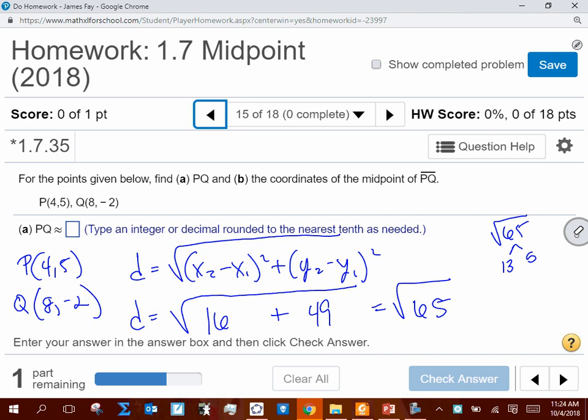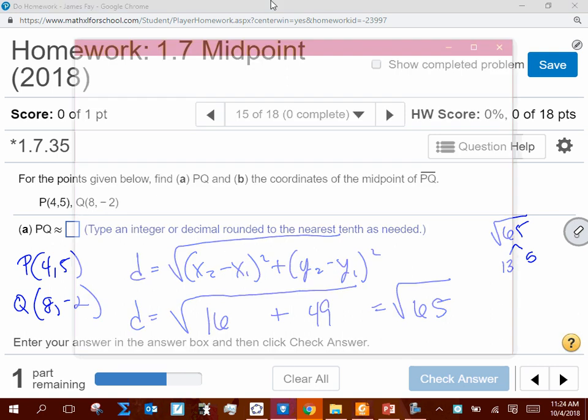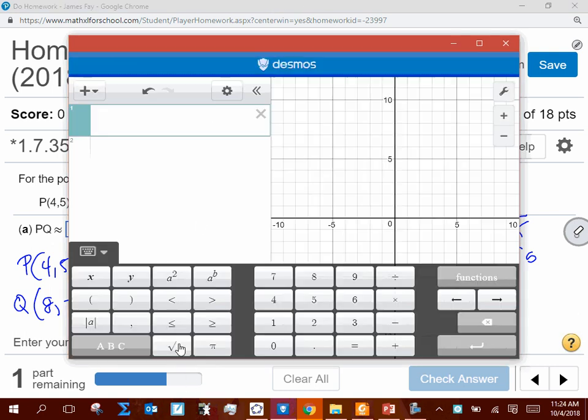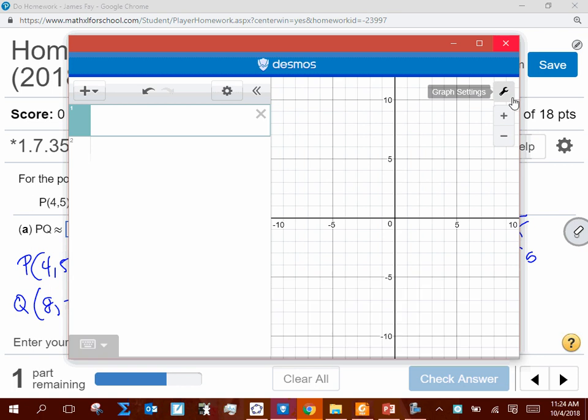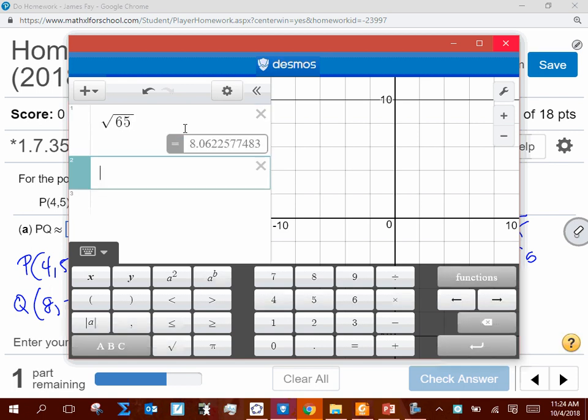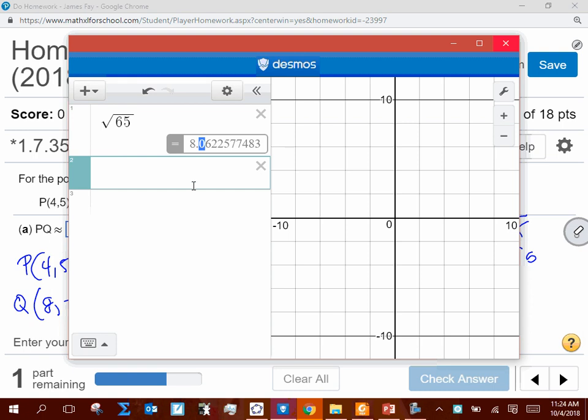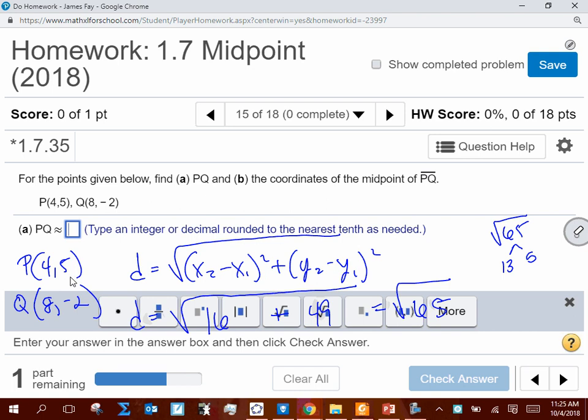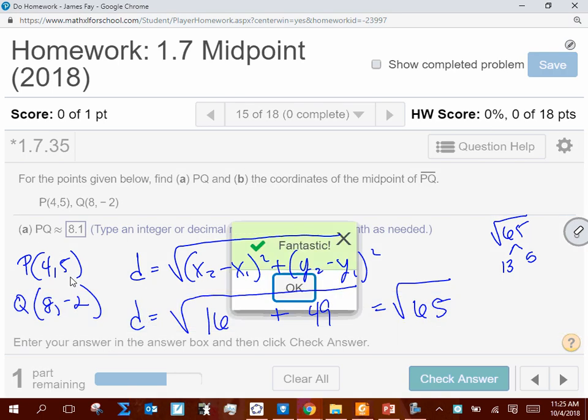Now what they're asking you to do is to take this, evaluate it, and change it to a decimal rounded to the tenths place. So I take the square root of 65, I get that. Okay, so that's my tenths place, right? So I'm going to write that as 8.1, because that 6 tells me to round up, correct? Now here's my argument. Is 8.1 radical 65?